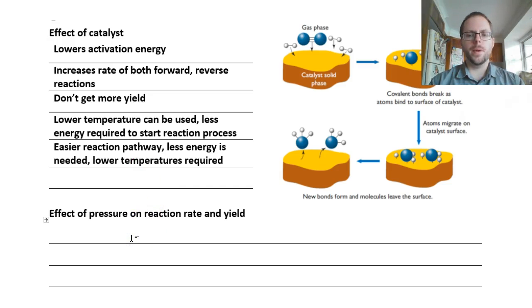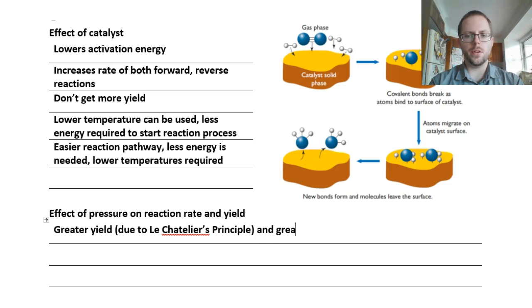What we see is the effect of pressure on the reaction rate and yield: as the pressure increases, we get a greater yield because we're using the equilibrium to shift it across. So we get a greater yield and we also get a faster reaction rate. We get greater yield due to Le Chatelier's principle. Apparently I can't spell yield, but I can spell Le Chatelier. So there you go. Due to Le Chatelier's principle and greater rate, because you get more collisions between particles.